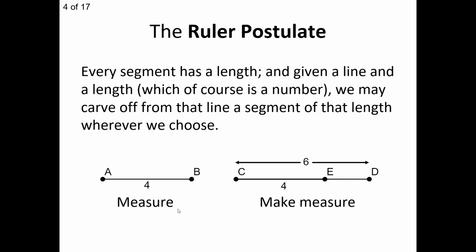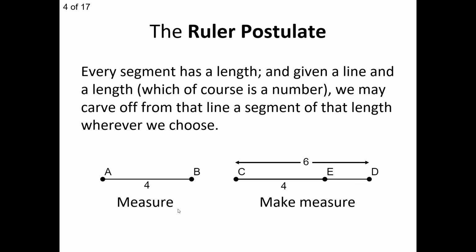We use this term ruler to give that sense of idea that we can measure with this postulate. We know that every segment has a length, which means it has a measure, and that we also can make measure with this postulate. We're never going to actually touch a ruler in our class, but it just gives us the sense of what it allows us to do with segments. It allows us to, first of all, know that it has measure, which means that we can associate measure with our segments, but it also allows us to make measure.